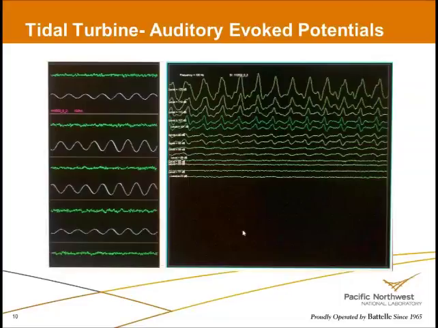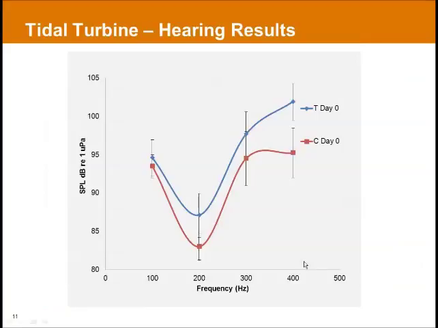And here you can see there are peaks and valleys, and this is the neurological response. And you can see at the top they're large amplitude, and they get smaller and smaller until they disappear into the background noise. And this is how we determine thresholds for each frequency that we tested. And the next slide shows you the data from that.